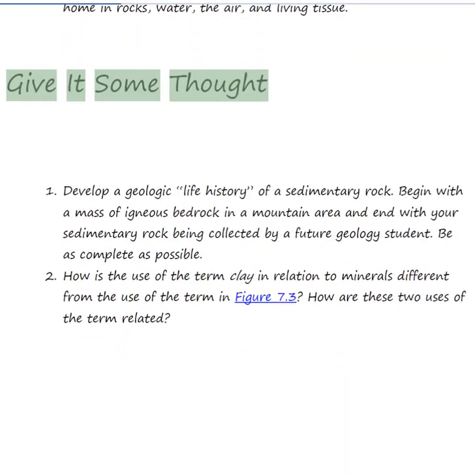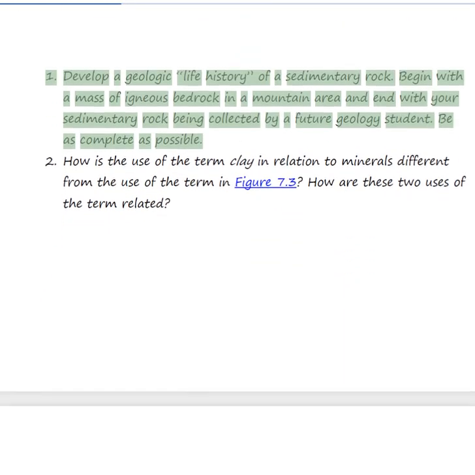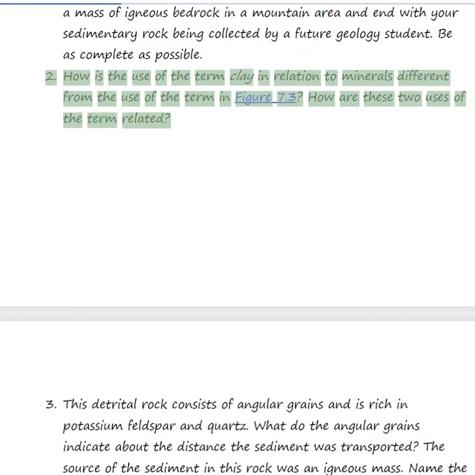Give it some thought. 1. Develop a geologic life history of a sedimentary rock. Begin with a mass of igneous bedrock in a mountain area and end with your sedimentary rock being collected by a future geology student. Be as complete as possible. 2. How is the use of the term clay in relation to minerals different from the use of the term in Figure 7.3? How are these two uses of the term related?